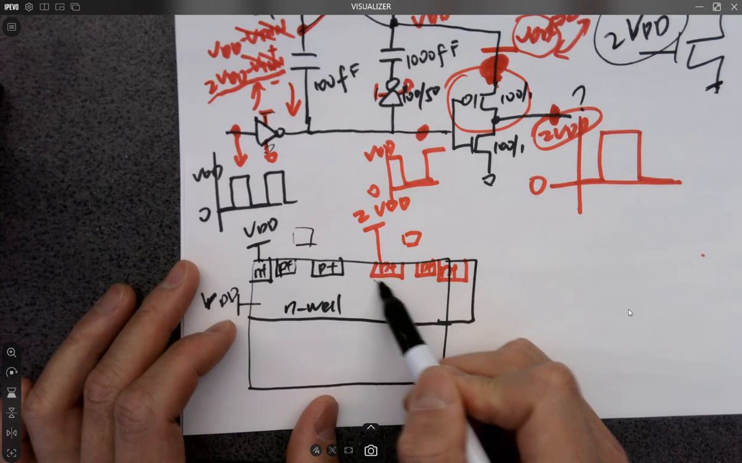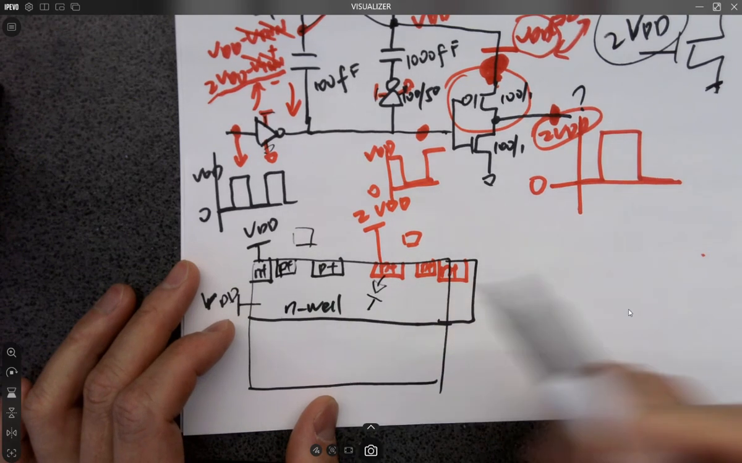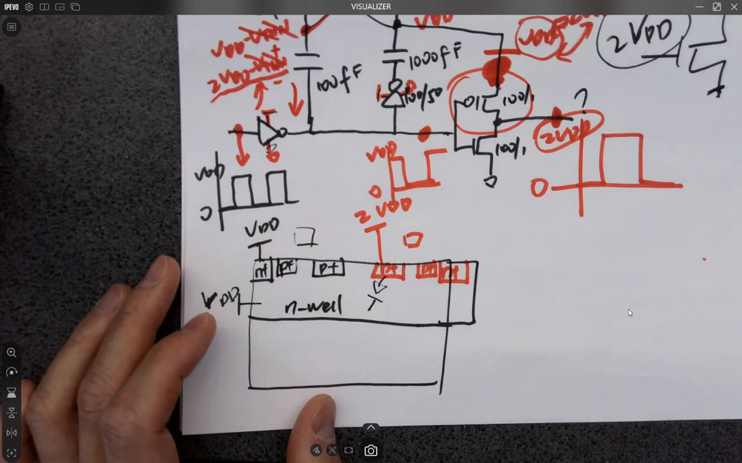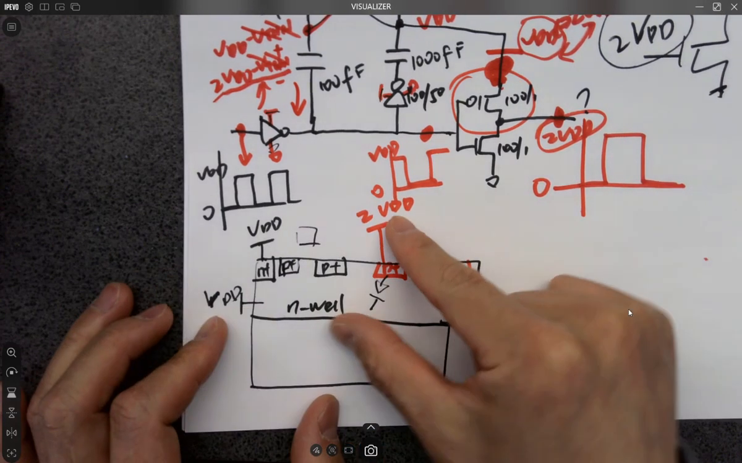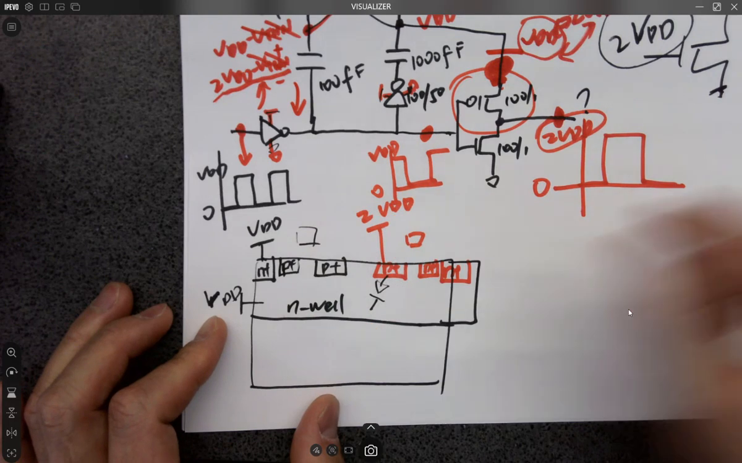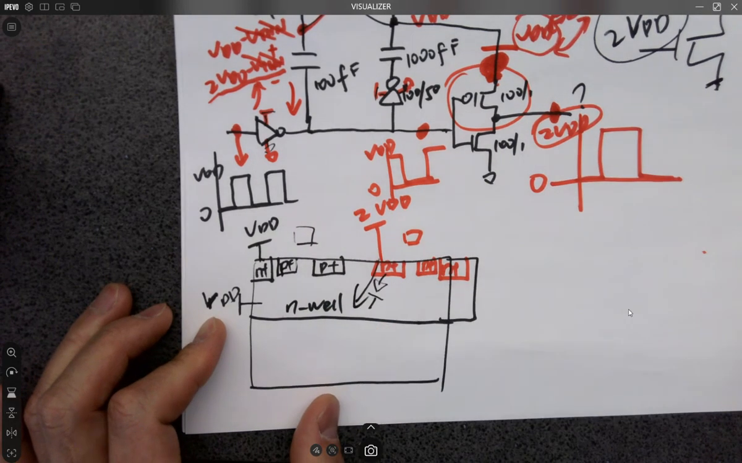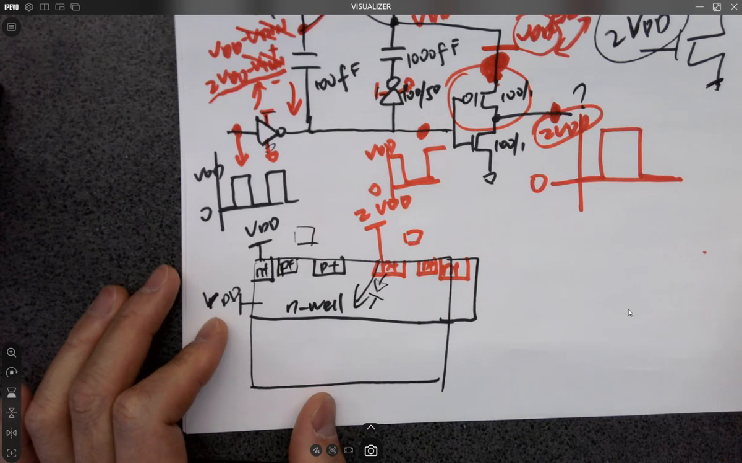PN junction, and the P is 2 VDD and N is VDD. Something goes wrong. It's going to flow current to this undesired diode. So how to avoid this?